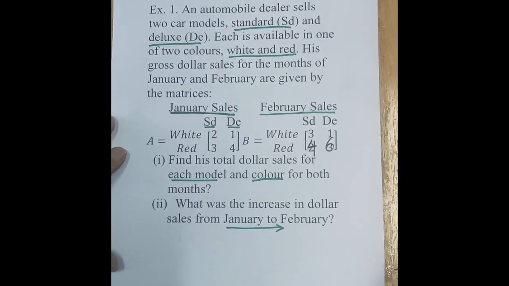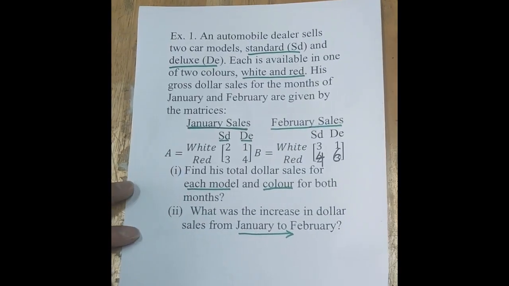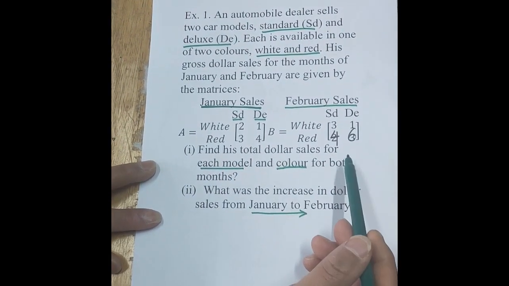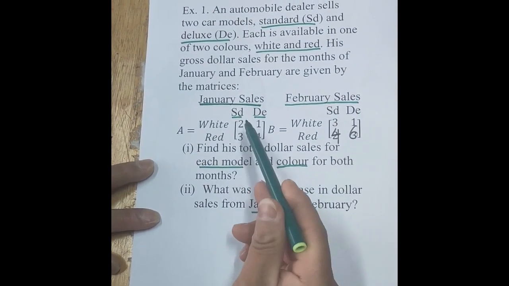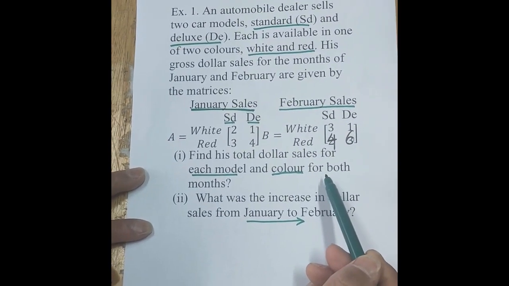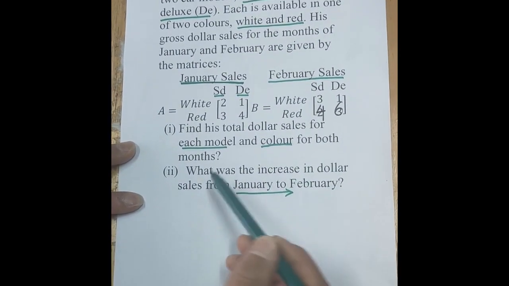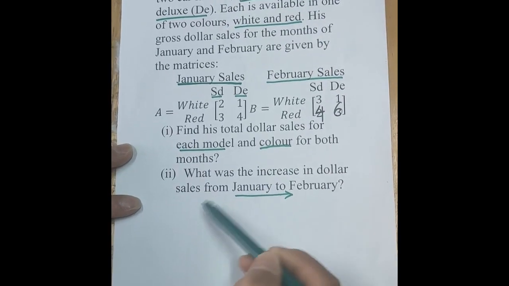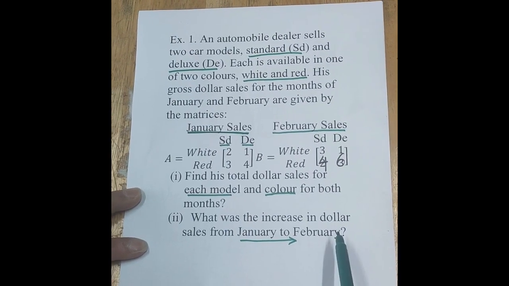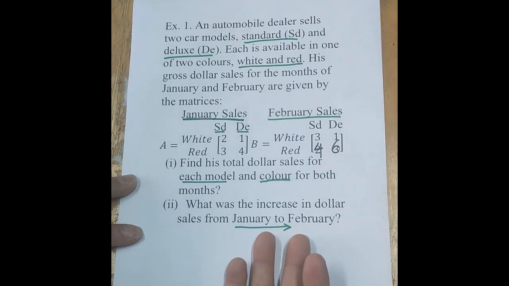So if you have understood these two matrices, then our next question is what we are asked to find. We are asked to find the total dollar sales for each model, that is for standard and deluxe car, as well as for the colors for both months, that's January and February. And the second question is, what was the increase in dollar sales from January to February? So basically here you have to find how much sales have increased from January to February.